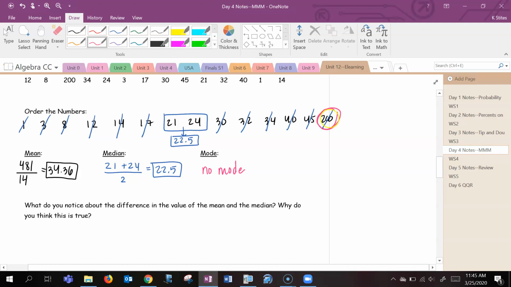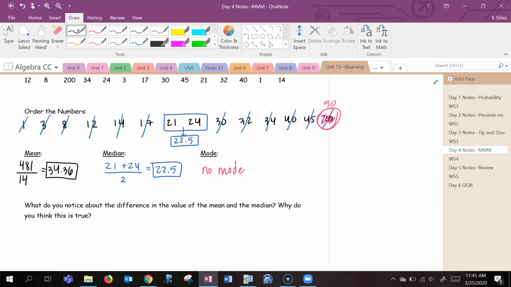The value of this number doesn't affect the median, right? Because when I find my median, I'm just crossing off my numbers left and right. This could have been like a 50 and it wouldn't have affected my median, because I'm still just crossing off left and right. But it would affect my mean, because if this was a 50, when I add all this up, it's going to be a smaller number than 481.